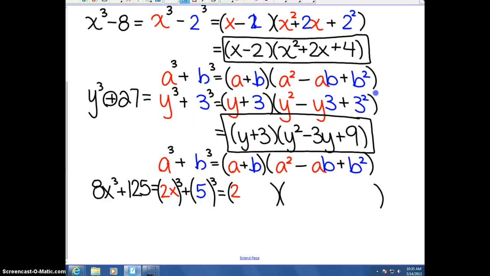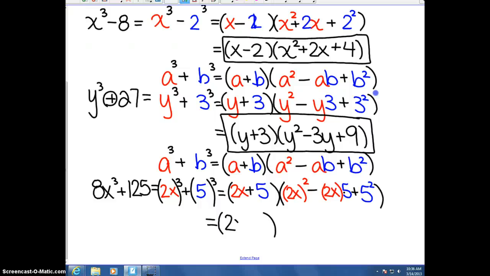So when I start with a plus b, or if I have a squared and an a times b, every place there's an a in my formula, I'm going to put a 2x instead. Now, every place there's a b, I'm going to plug in my 5. So there's a b, I have a times b in the middle, and I have b squared at the end. Every place there's an a in the formula, I'm going to put a 2x. Every place there's a b in the formula, I'm going to put a 5.